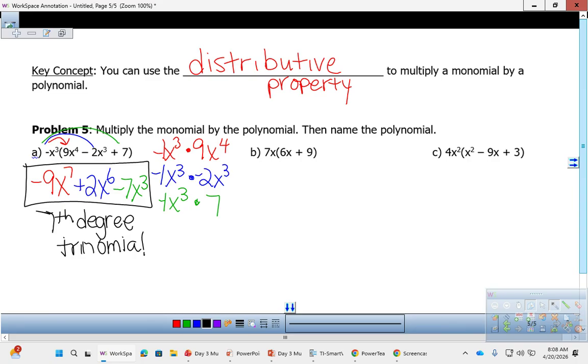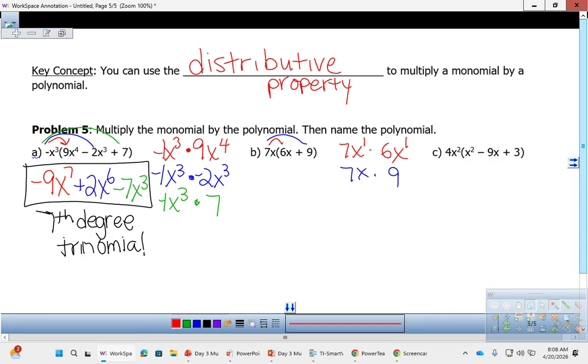All right, so we are distributing here a monomial, a single term, to a binomial, 1, 2 terms. The first thing I'm going to do is 7x times 6x. And the second thing I'm going to do is 7x times 9. When I do that distributing, I am multiplying coefficients, keeping the base, adding the exponents. Remembering that if I have an x and that x doesn't have an exponent, I've got to put a 1 on that.